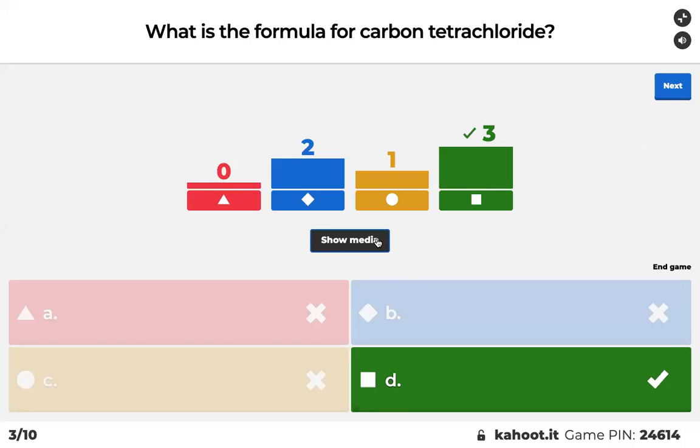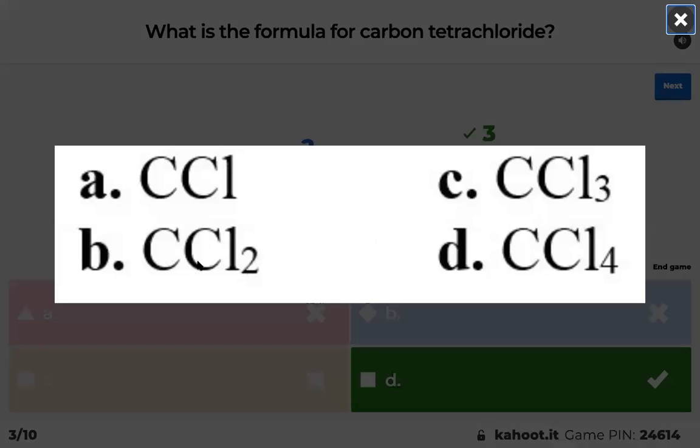If it was B, what would that name be? It would be di. Yeah, it would be carbon dichloride, and C would be carbon trichloride. A would be carbon monochloride. Okay.